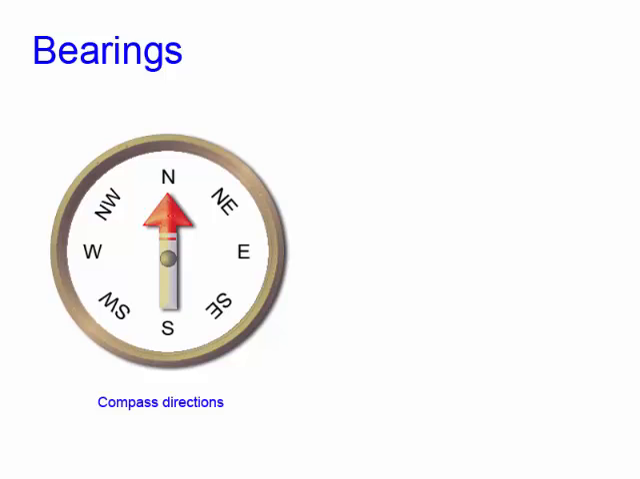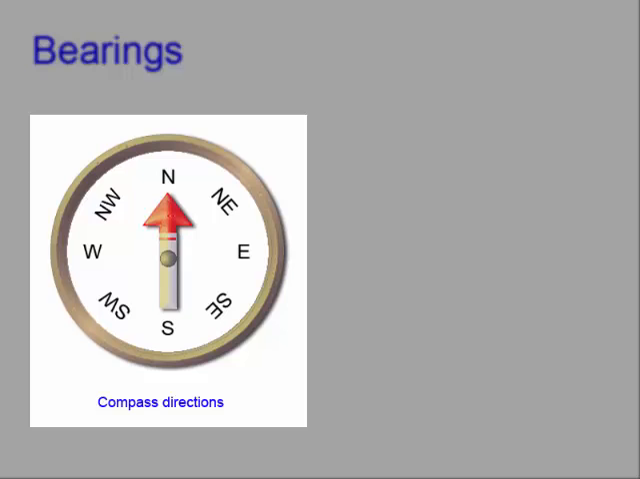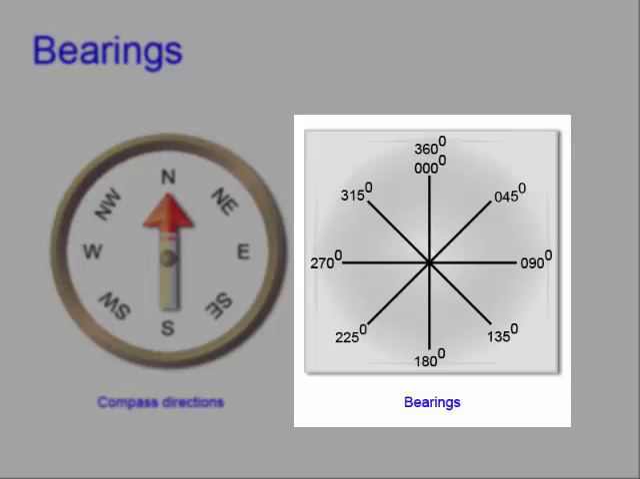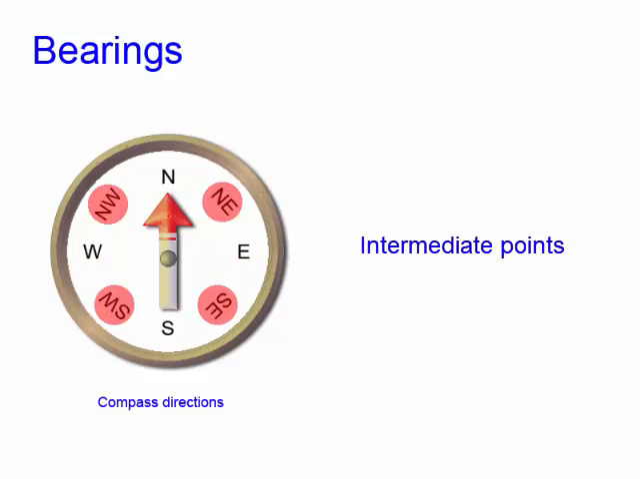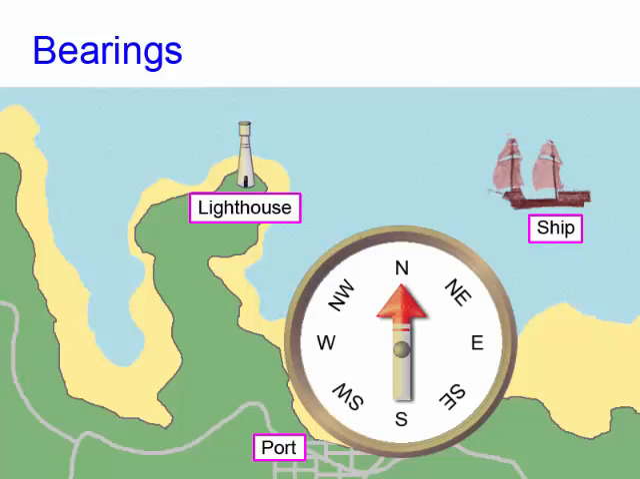The direction in which one object lies in relation to another object can be given in two ways. One way is by compass directions, and the other way is by bearings. In a compass bearing, these are the cardinal points, and these are the intermediate points. And these compass points give the general direction of one object to another.